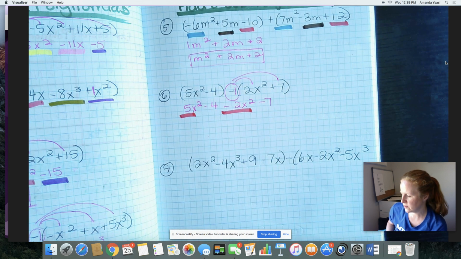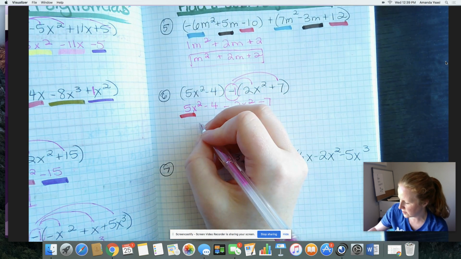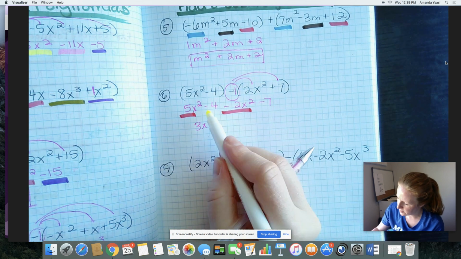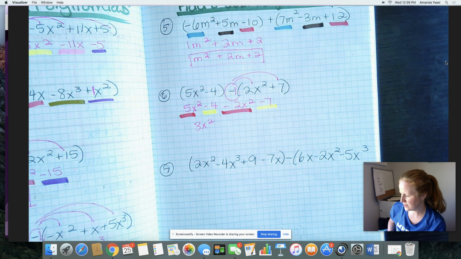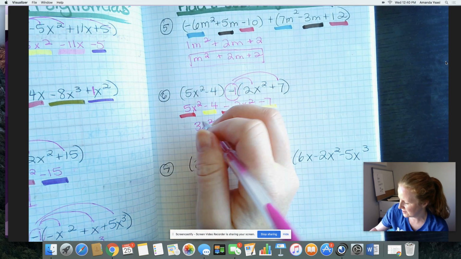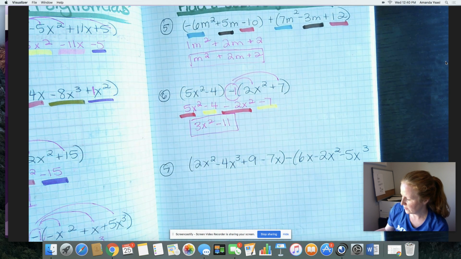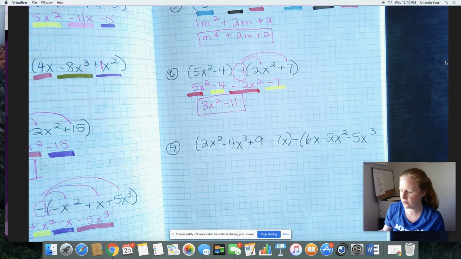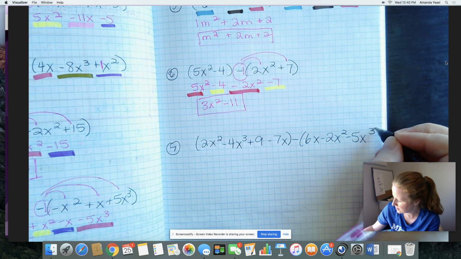Five x squared minus 2x squared is 3x squared. And then negative 4 and negative 11 makes that negative. Negative 4 and negative 7 makes that a negative 11. Okay, then our last one. I forgot a parenthesis at the end of that.